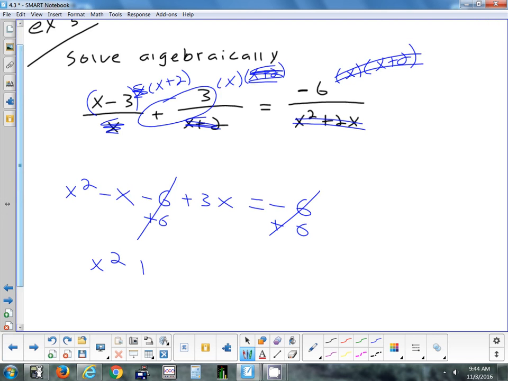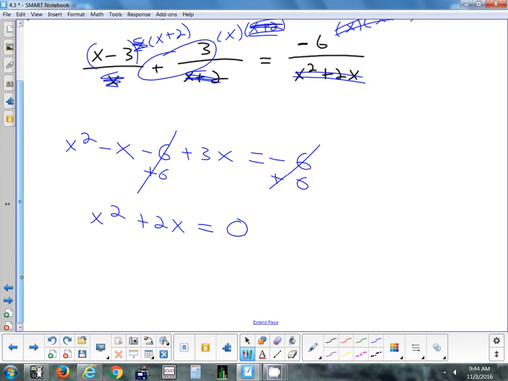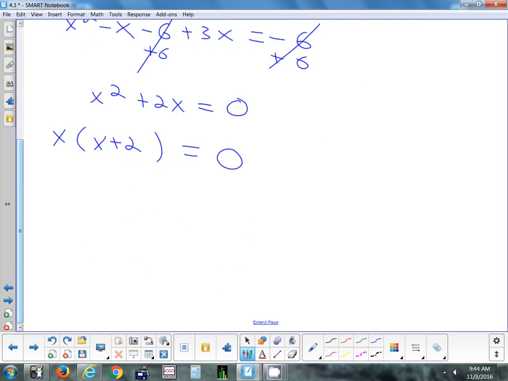And what do these both have in common? An x. Okay, what do you get if you factor out an x? X plus 2. So what are my two potential answers? X equals 0, x equals -2. Okay, let's go back up and check them.